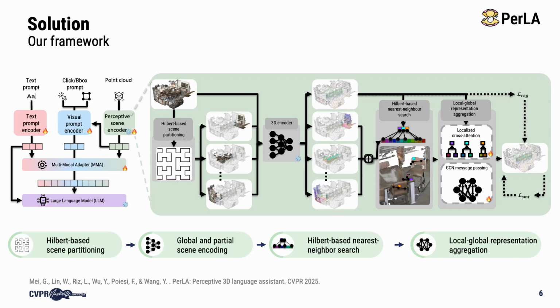And here's our solution, as shown in the slides, which is the full pipeline of our PerLA. We begin with a shared 3D encoder to extract geometric features. These features are processed by prompt encoders and multimodal adapters that integrate language and visual inputs. Crucially, we incorporate localized cross-attention and GCN message passing to refine the fused representations.